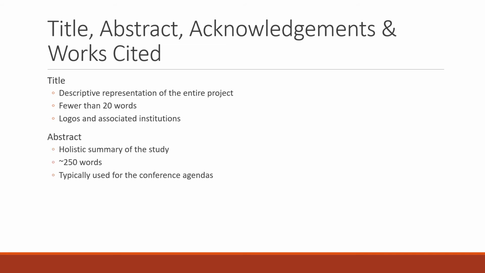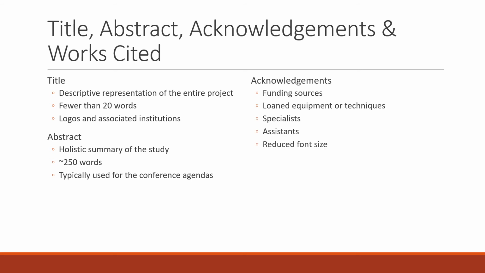Next is the abstract. This is a paragraph of about 250 words that provides a summary of your study, introduction, methods, results, and your discussion. This is not always attached onto the poster, but is typically used with the title in conference agendas, so that way readers and the audience members can look ahead of time at posters that they may want to visit.